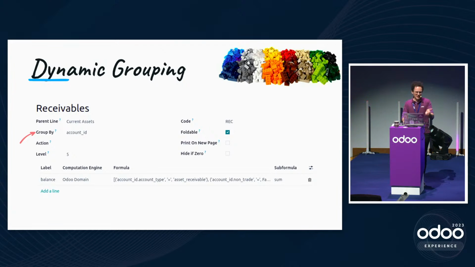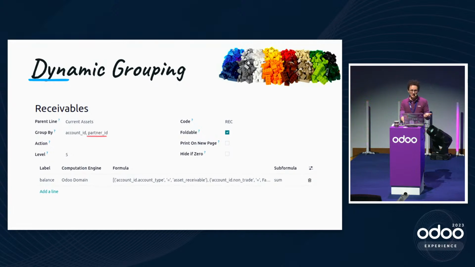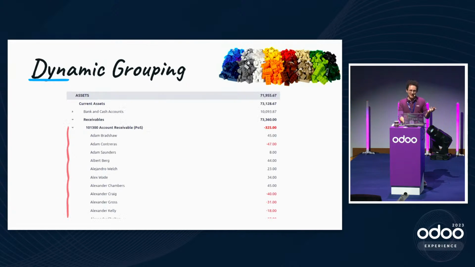Let's say on my balance sheet, on my receivables line, I want to group by account, and then by partner. I just add this. And just doing that, the report will be displayed like that. So you can see that under the receivables line, I have one line per account. And when I unfold this line, I see all the partners corresponding to this account.